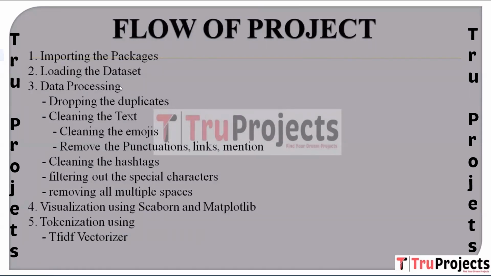Then we have data processing. Dropping the duplicates. Remove duplicate entries from the dataset to ensure data cleanliness. Cleaning the text. Remove emojis from text data if they are not needed for analysis. Removing the punctuations, links, and mentions. Cleaning the text data by eliminating punctuation marks, hyperlinks, and mentions, for example, Twitter handles. Cleaning the hashtags. Processing and standardizing hashtags, making them consistent for analysis. Filtering out the special characters. Eliminate special characters that may not add value to the analysis. Removing all multiple spaces, ensuring uniform spacing in text data to avoid inconsistencies.